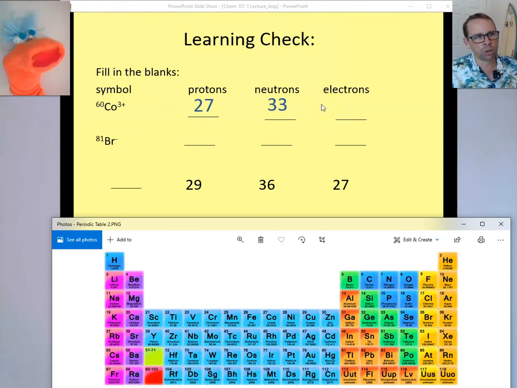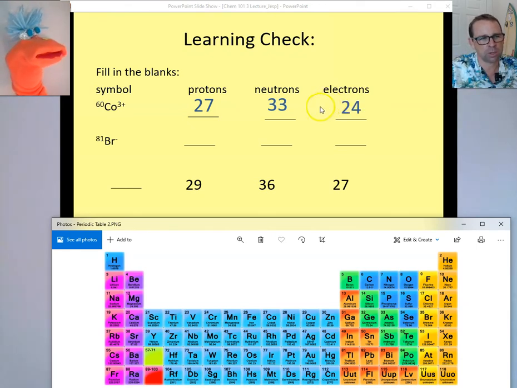Well, if there is no charge, there'd be 27. But this has a +3 charge. That means that we gain 3 protons, therefore... No, we didn't gain 3 protons. You don't gain protons, you lose electrons. We lost 3 electrons. That means there's 24. Very good, 24 electrons, excellent.